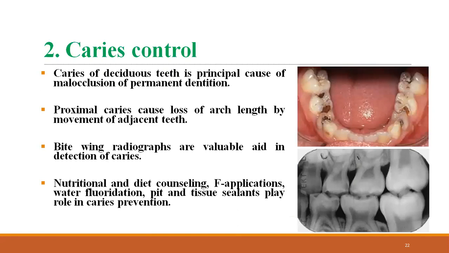Next, caries control. Caries of deciduous teeth is a principal cause of malocclusion of permanent dentition. Proximal caries causes loss of arch length by movement of adjacent teeth. To detect proximal caries, bitewing radiographs are valuable tools. Also for caries control, nutritional and diet counseling is important, and fluoride applications, water fluoridation, and pit and fissure sealants play a role in caries prevention.